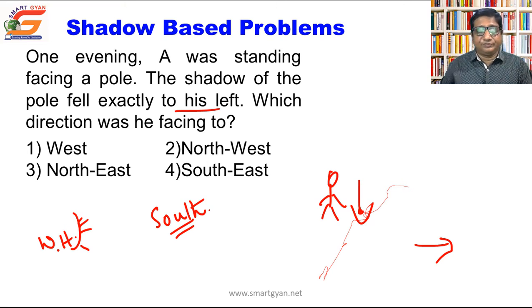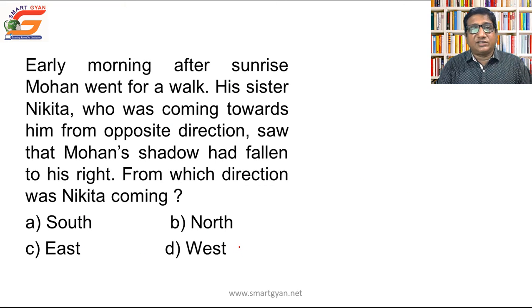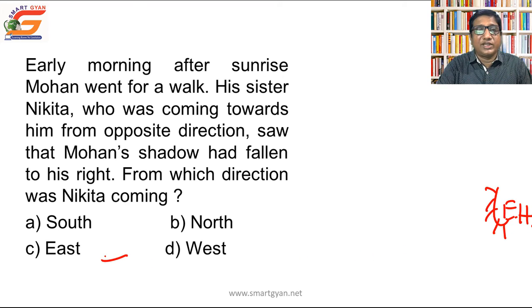Early morning after sunrise, Mohan went for a walk. His sister Nikita, who was coming towards him from opposite direction, saw that Mohan's shadow had fallen to his right. From which direction was Nikita coming? Early morning means sun is in eastern horizon. Sun is in eastern horizon. So then shadow will be towards west.